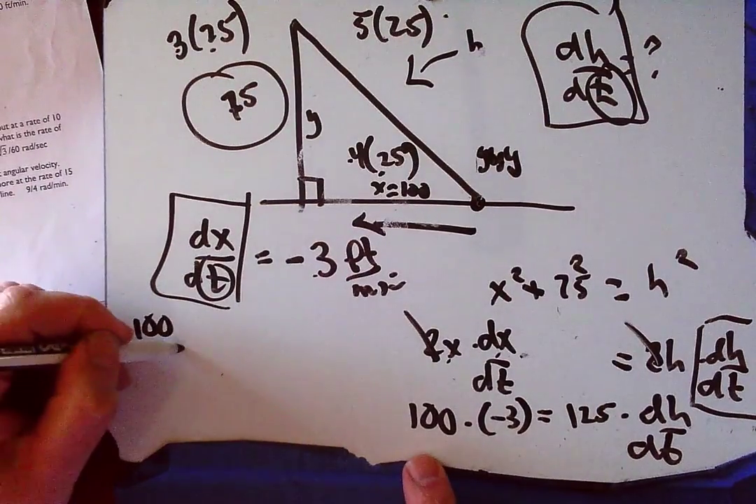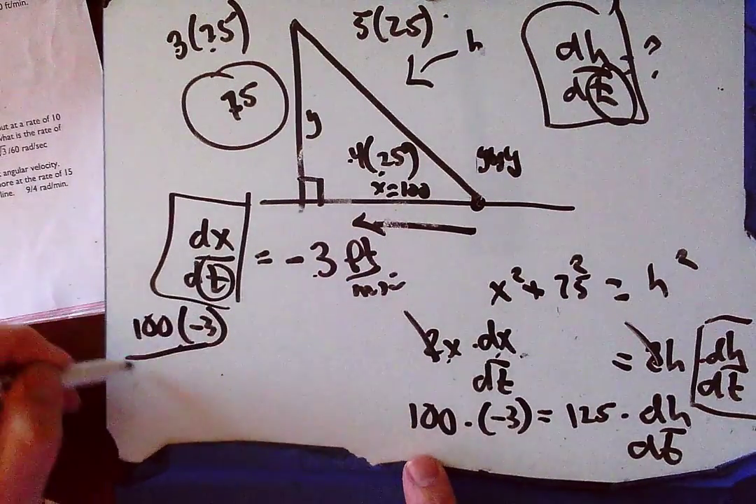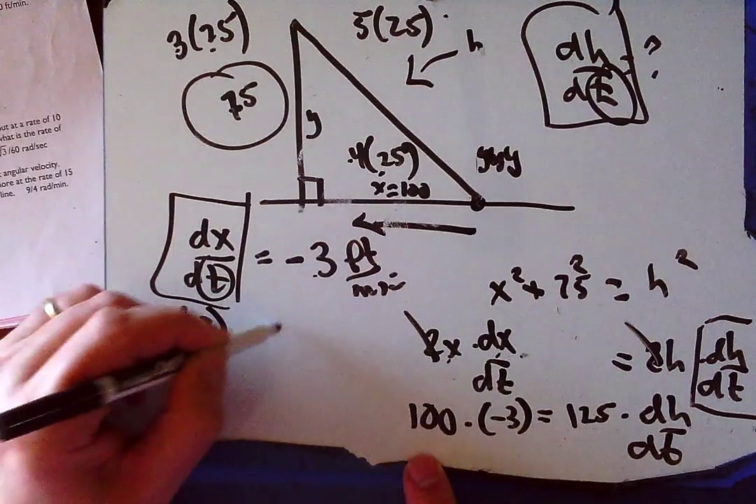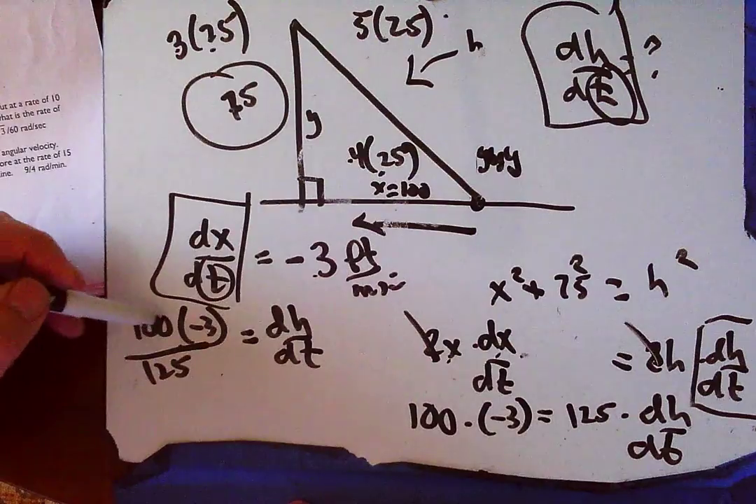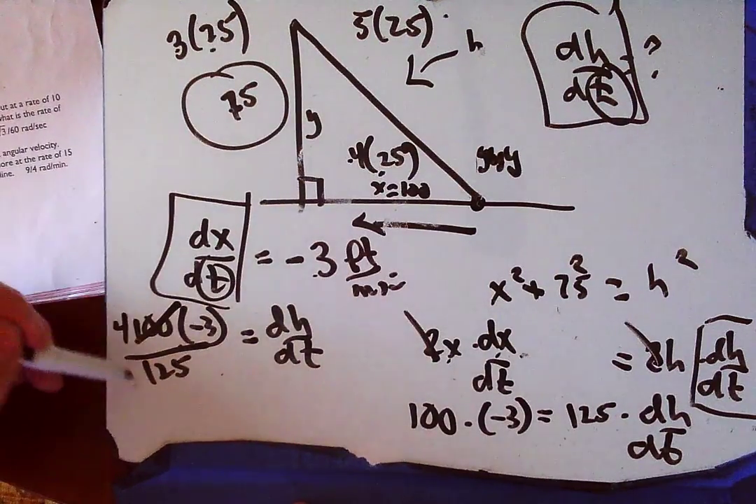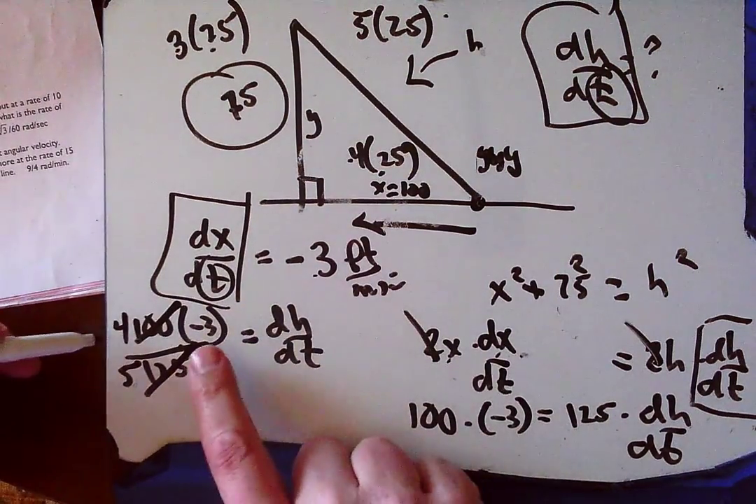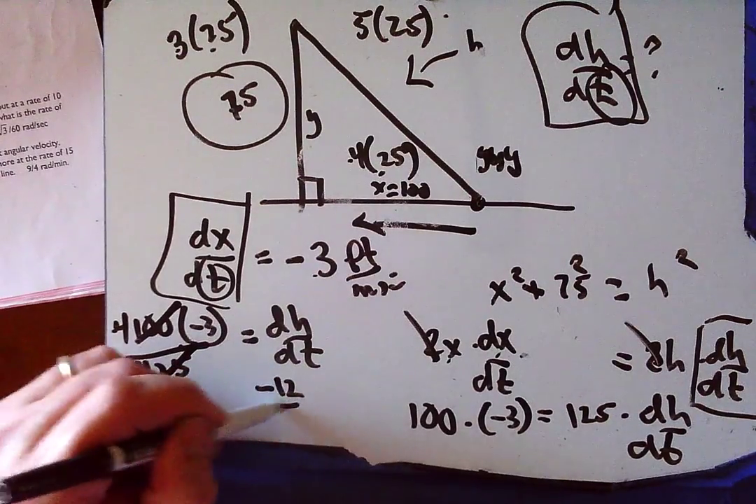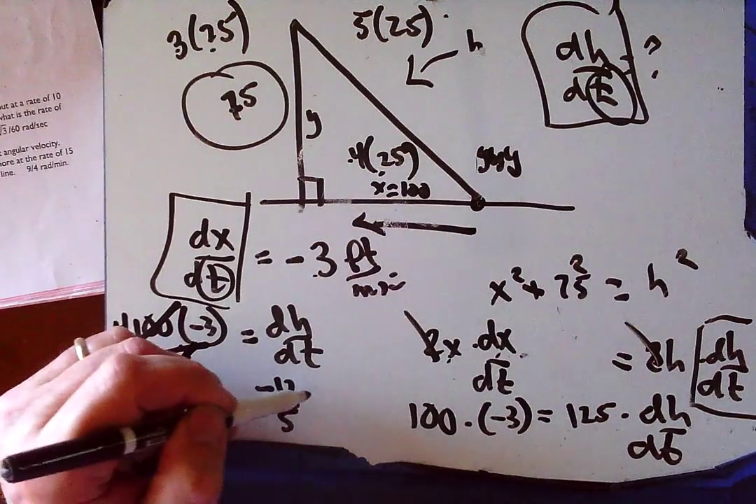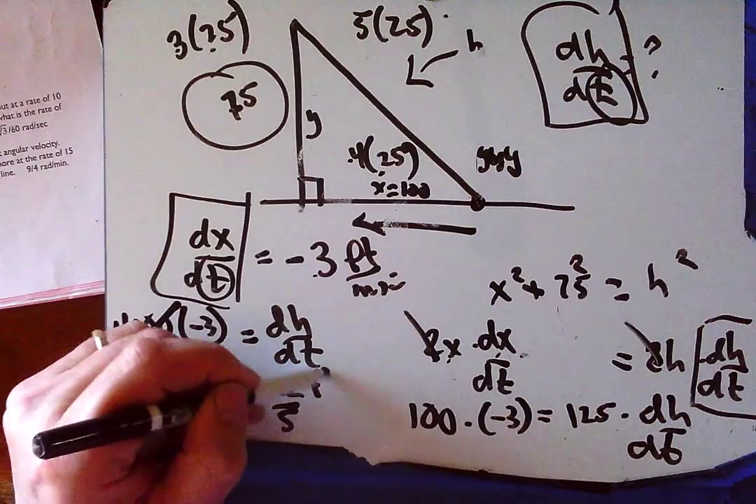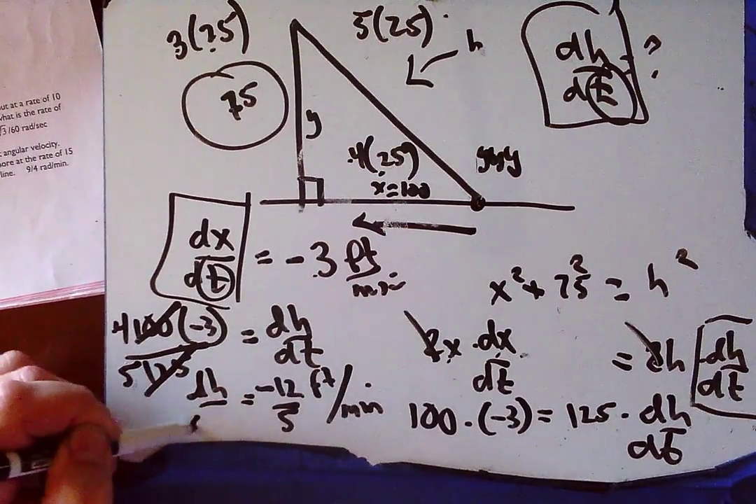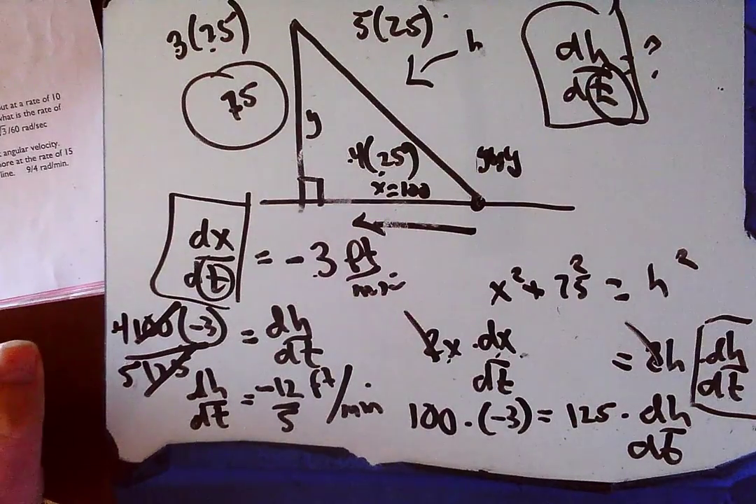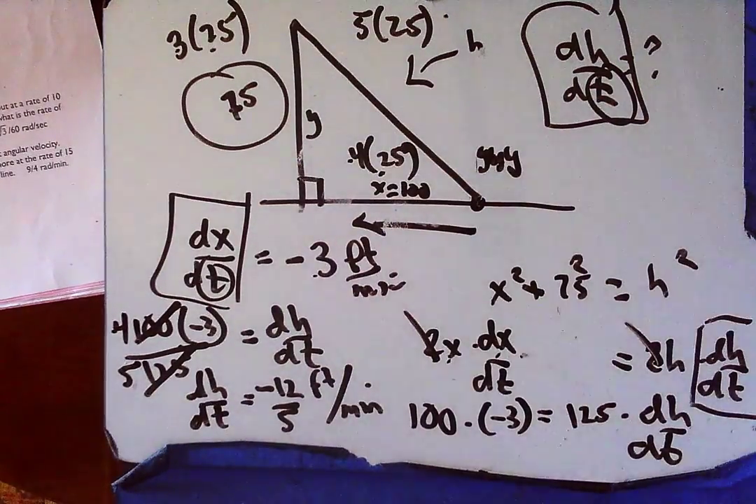I'll have 100 times negative 3 over 125 is dh/dt. And I like to do some canceling here. This is 4, this is 5, and so I end up with minus 12 over 5, and these are feet per minute, is dh/dt. Okie doke. Let's move on.